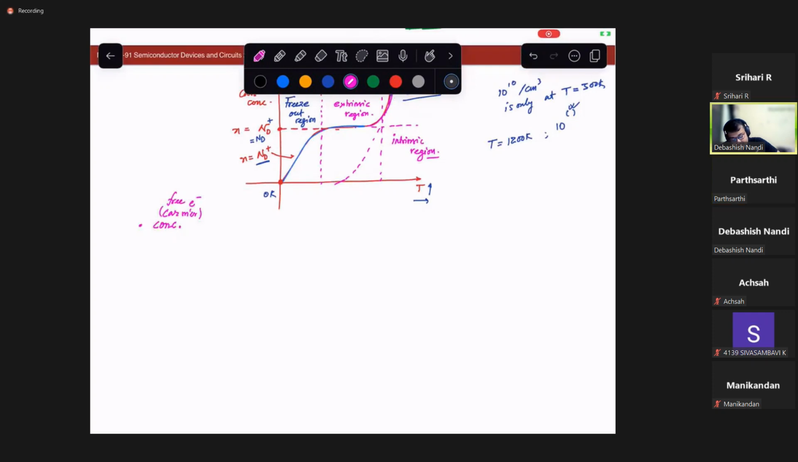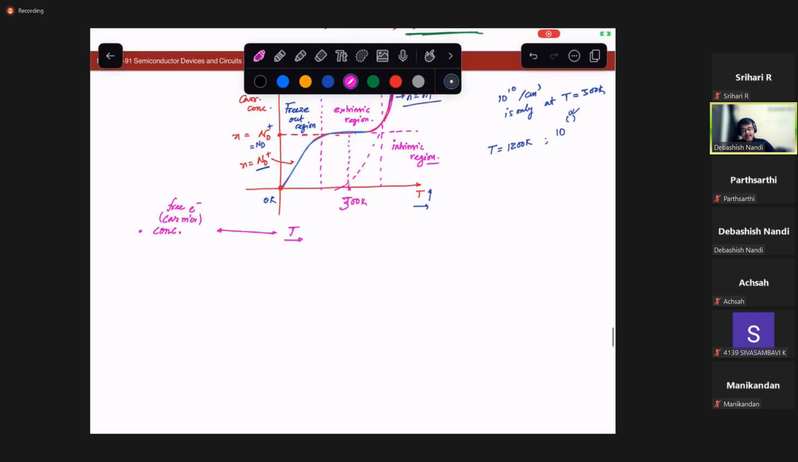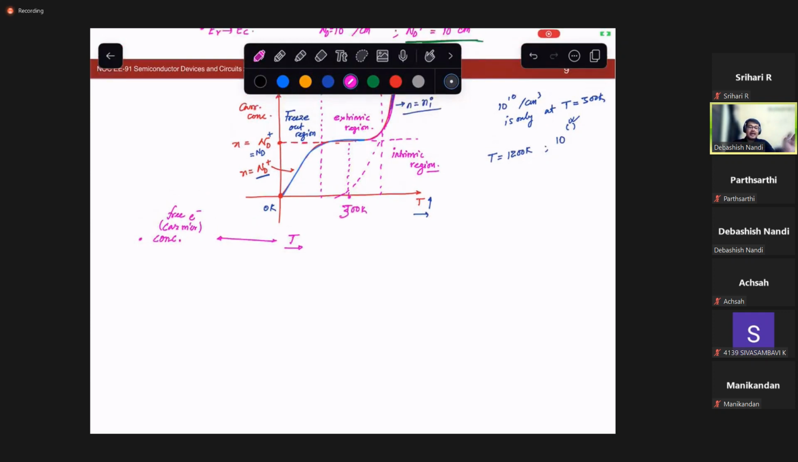Free carrier concentration, you do not want to vary with temperature, right? Why? Sir, we will be preferably operating at room temperature itself. That is very fine. That is one reason that we will be preferring T equal to 300K. But that is not the question. The question is that at extrinsic region, we do not want to vary the carrier concentration with T, right?